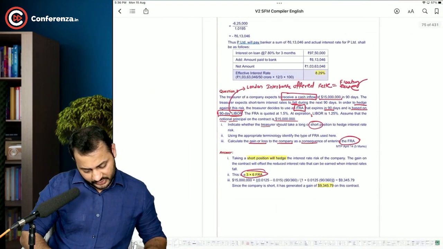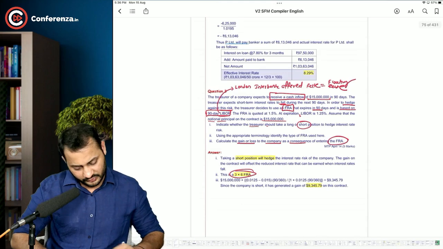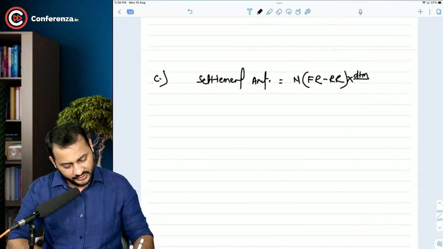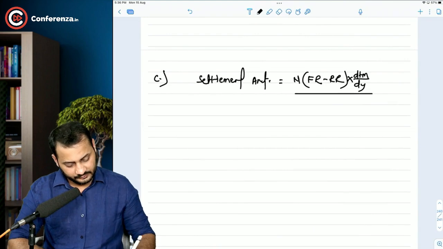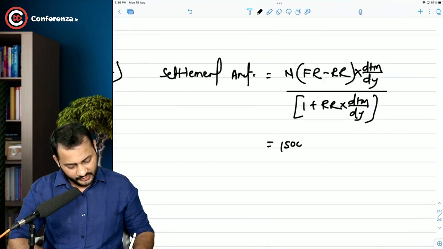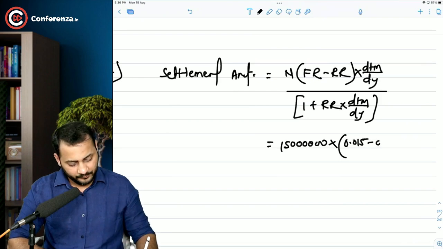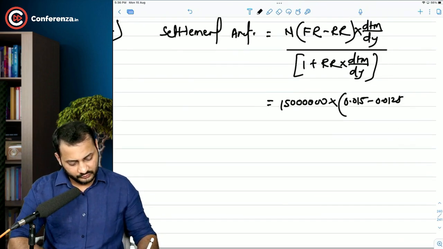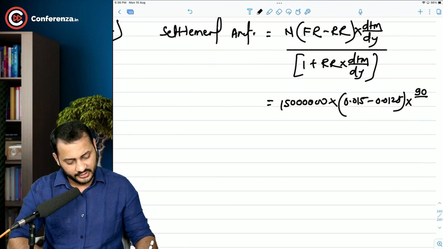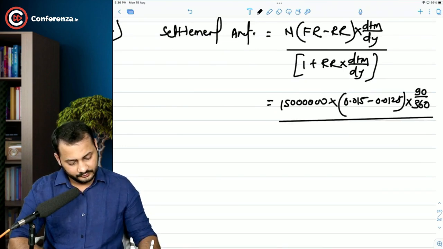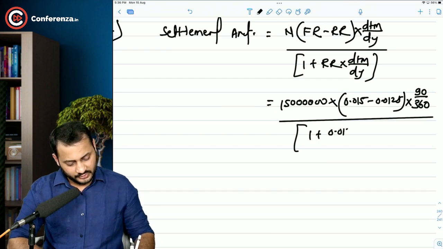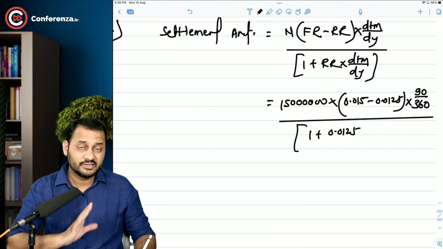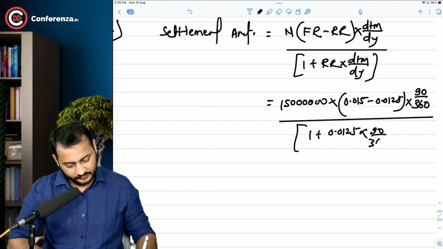Into, does the question ask us to take 365 days? No sir, so we will take 360 itself. Days till maturity, days in a year, divided by 1 plus reference rate into days till maturity, days in a year. Let's write down 15 million into 0.015 was the agreed rate, 0.0125 was the reference rate, into days till maturity 90, days in a year 360. 1 plus 0.0125 reference rate, always for discounting, into 90 by 360.